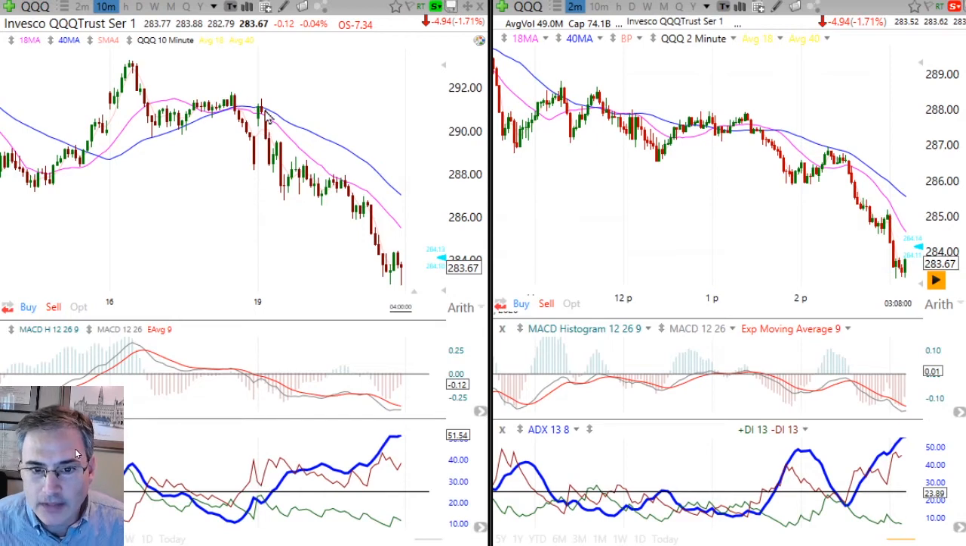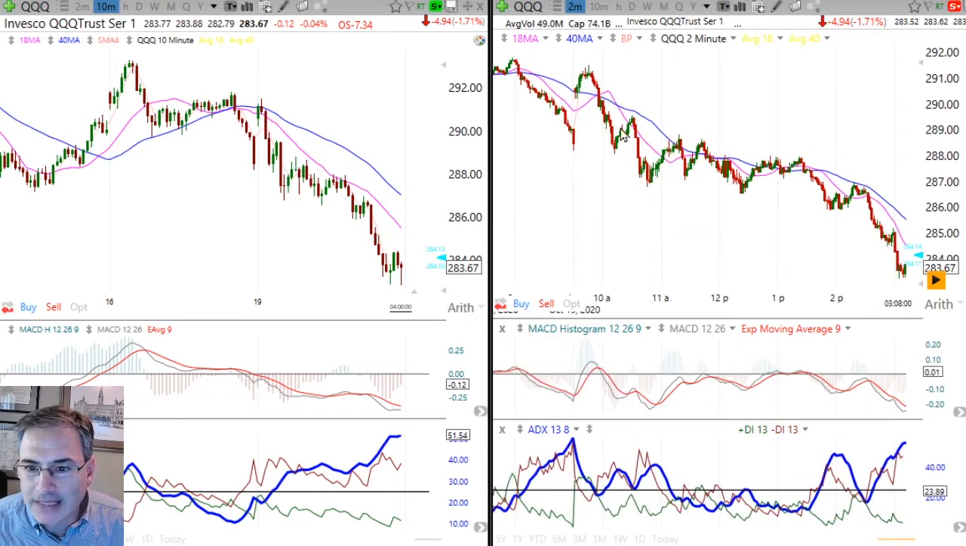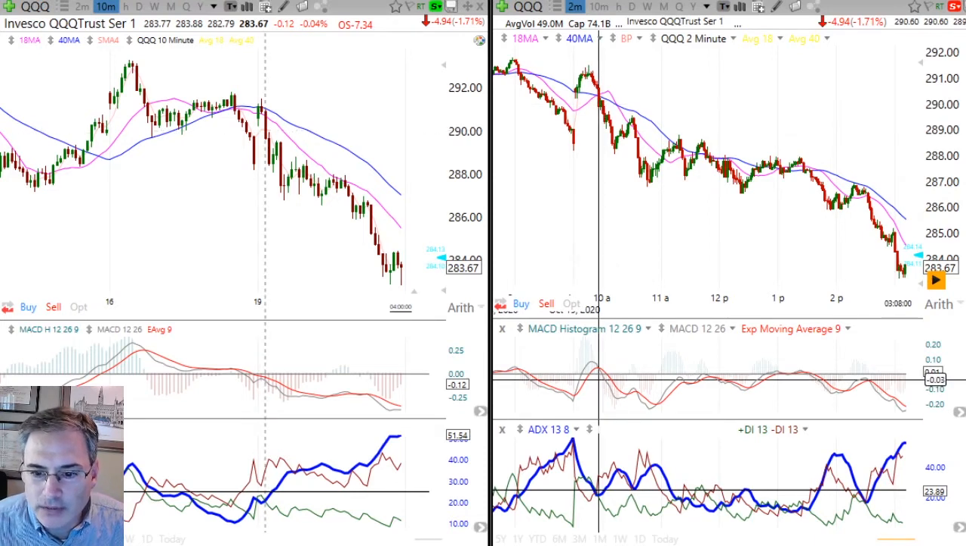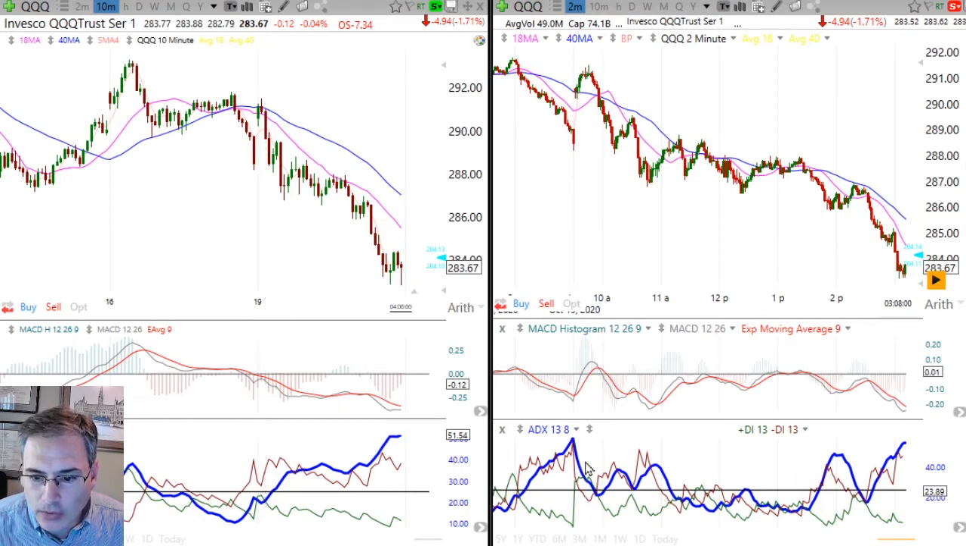Now, I'm not going to get into the detail of this trade, but at the same time, you did have 18 crossing above the 40 on the 2-minute, and then you cross down to the downside, and you look at the confirmation of the MACD crossing its signal line, and all the strength of the ADX during that period. So if you wanted to play this right off the open, you had a pretty good signal.